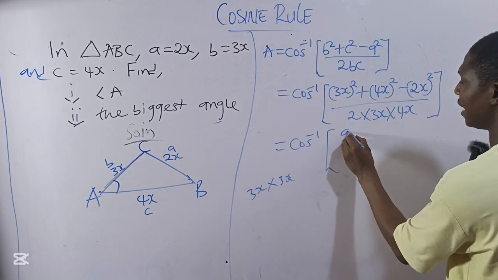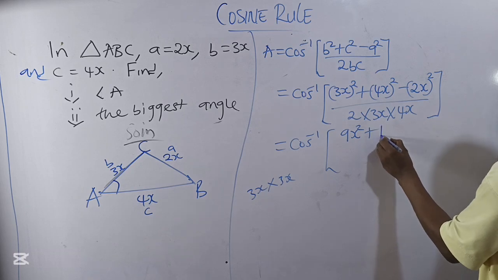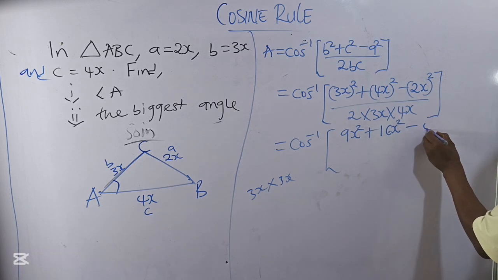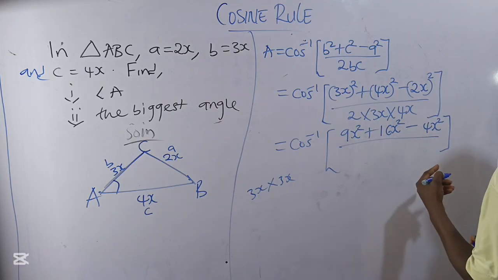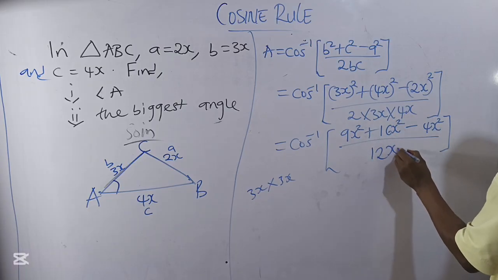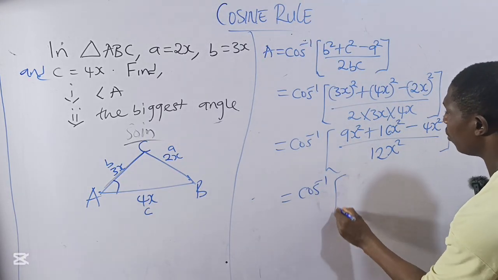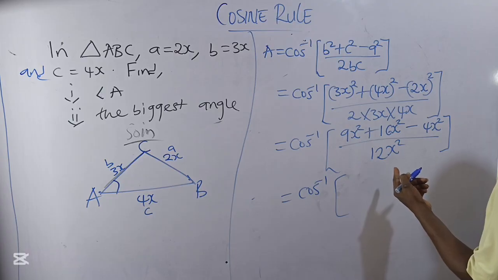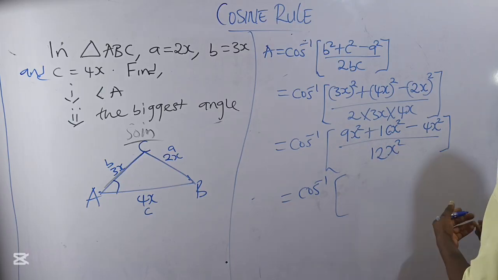So I have my cos inverse to give me 3x squared, which is simply 3x times 3x. So 3 times 3 is 9, x times x is x squared. In the same way, 4x squared will give me 16x squared. Minus 2x squared will give me 4x squared. All divided by 2 times 3 is 6, and 6 times 4 is 12, and x times x is x squared. Now I have cos inverse of 9 plus 16, which will give me 25.